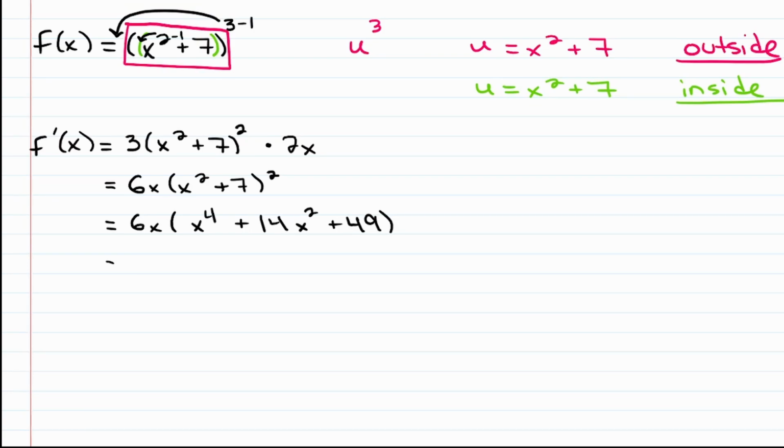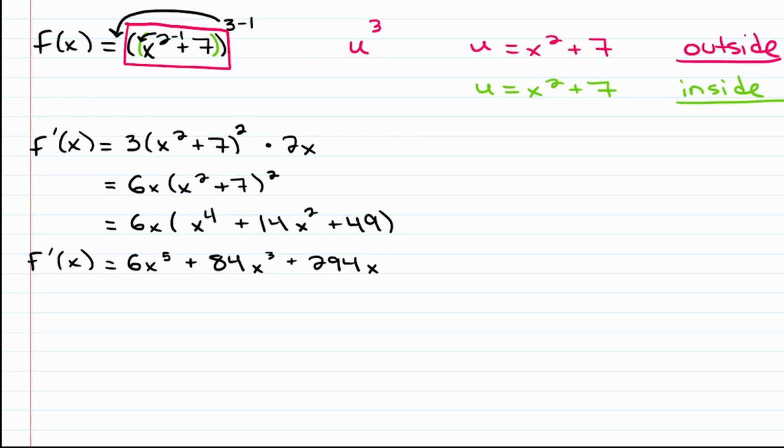And then once we've done this, we can go ahead and distribute out our 6x, right? So we would have 6x to the 5th plus 84x cubed plus 294x. And that would be our derivative.